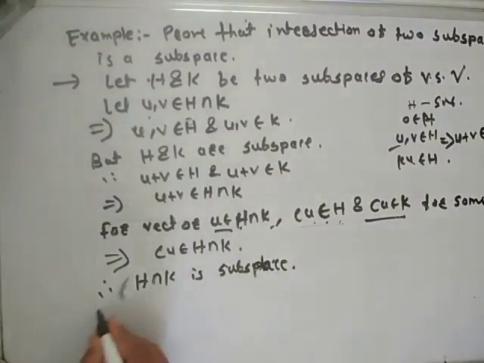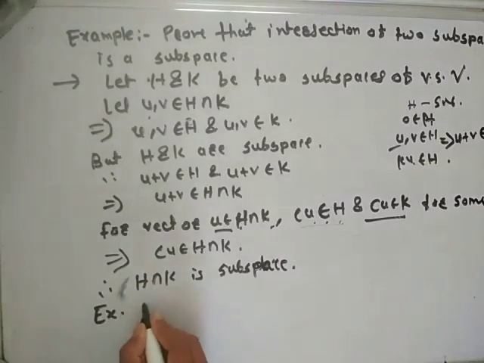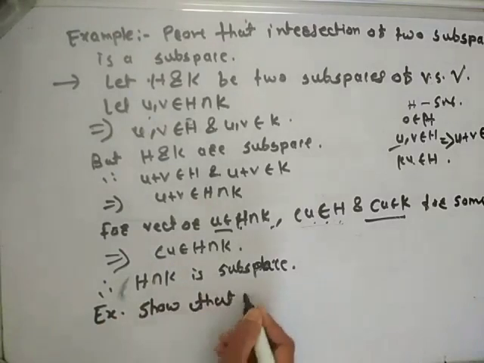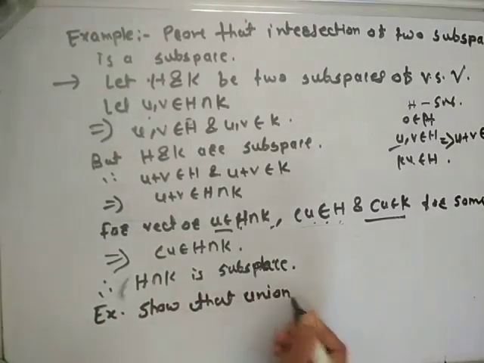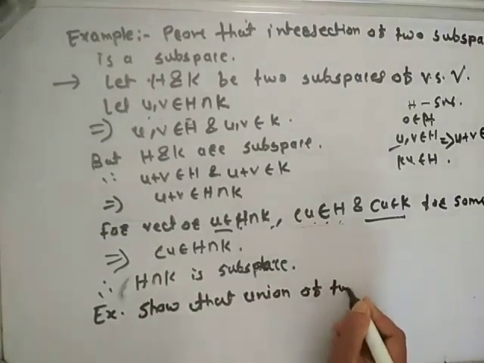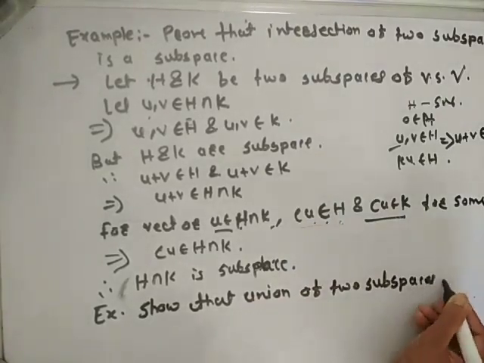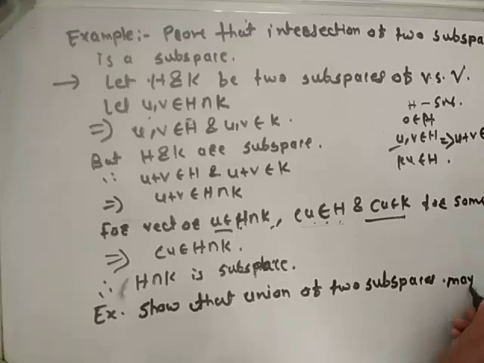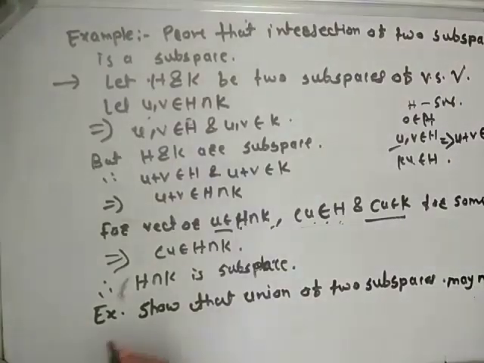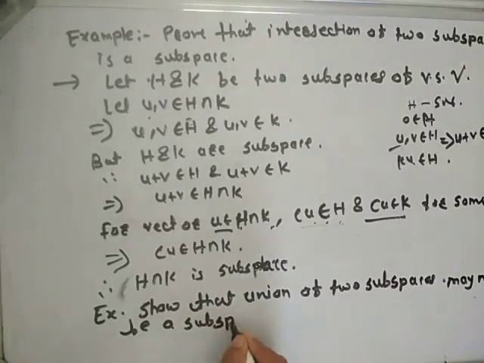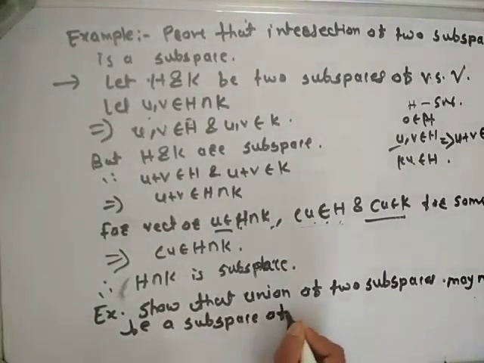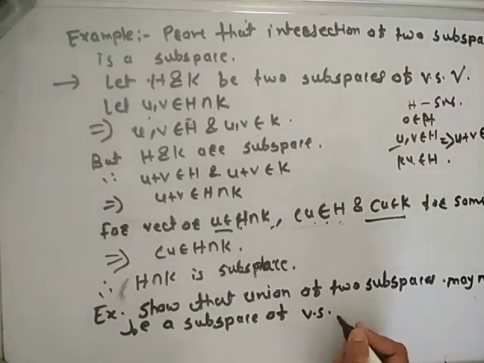Okay. Let us take one example for homework. Very simple. Show that the union of two subspaces may not be a subspace of a vector space. Okay.